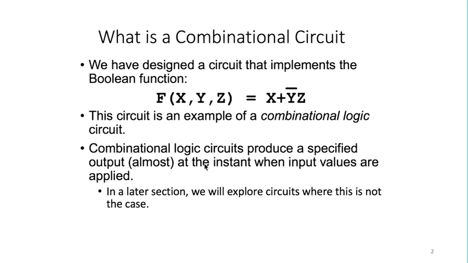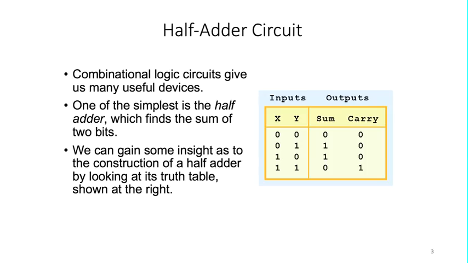One very important property of a combinational logic circuit is that the circuit produces a specified output almost at the instant when the input values are applied. Later on, we will see that there are many other logic circuits that don't have this property. They are called sequential circuits.